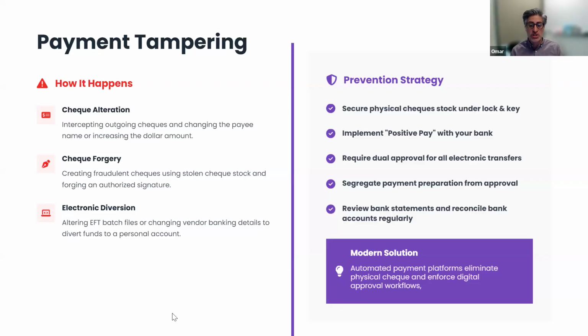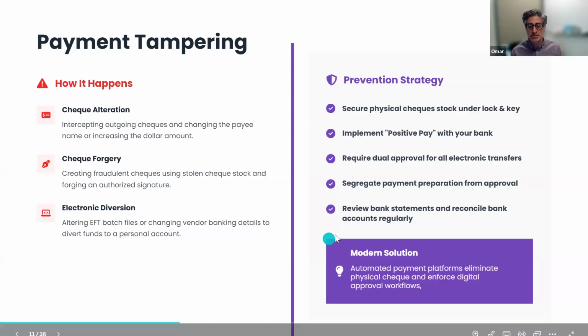Segregating payment preparation from approval. So again, segregating between the person who prepares the payment and the person who approves the final release of funds, and reviewing bank statements and reconciling bank accounts regularly. So these are some prevention strategies that you should really think about. A lot of them become built in when you start using great technology and when you have really good workflows around accounting in place.